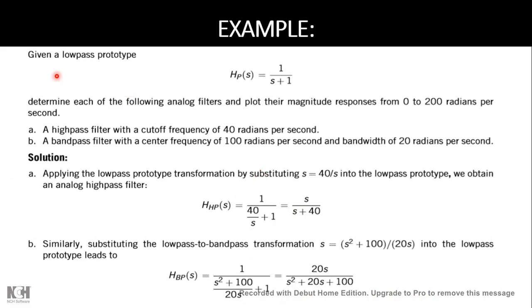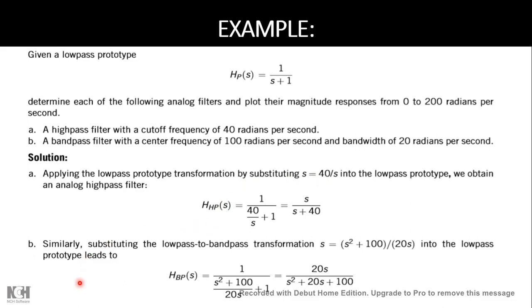Let's take an example to explain the previous discussion. Here a low pass prototype filter is given, and we will have to determine the analog filter specifications by converting it into a high pass filter and a band pass filter. Firstly, we will apply the low pass prototype transformation just by substituting S equals 40 by S. 40 is the cutoff frequency, that is omega C. We will just put this in the formula and get our analog high pass filter.